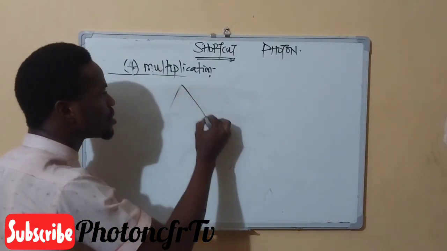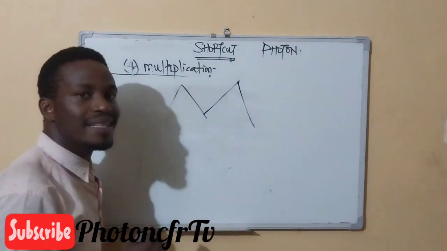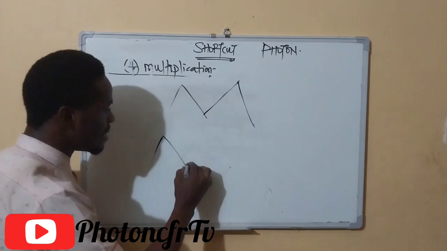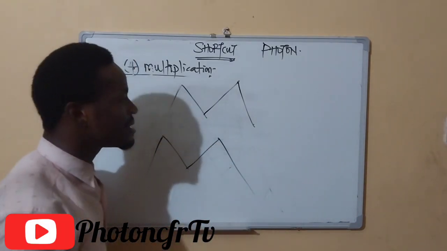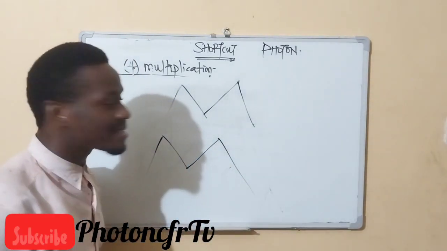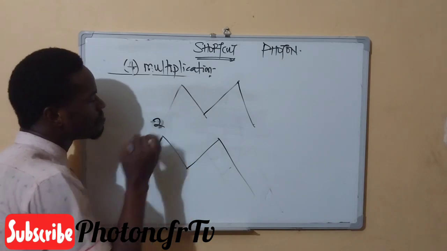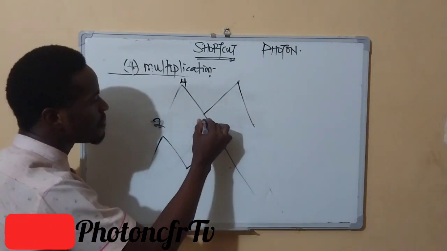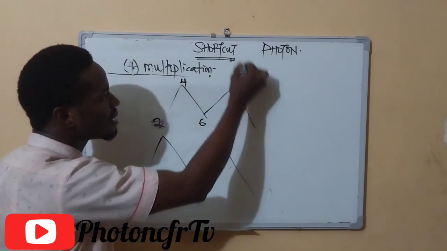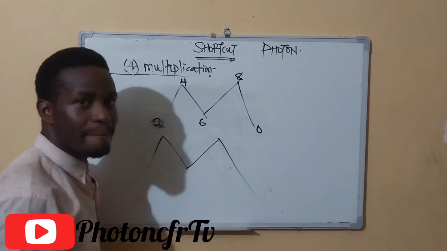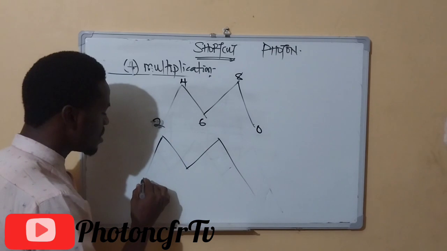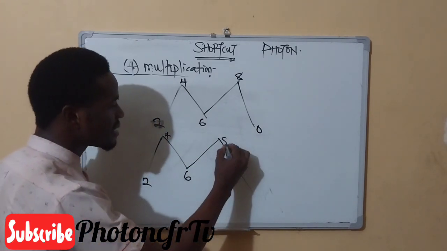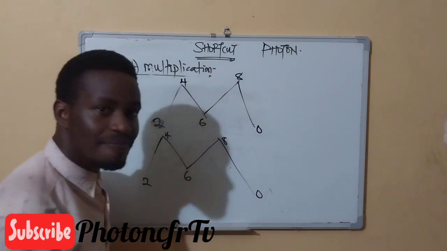I'm simply going to do this. This is the letter M in our alphabet. And I'm also going to do this. This is another letter M in our alphabet. Now, a 2, because sometimes we don't recognize 0. We place a 4, place a 6, place a 8, and place a 0 here. We do the same thing here. 2, 4, 6, 8, and 0.